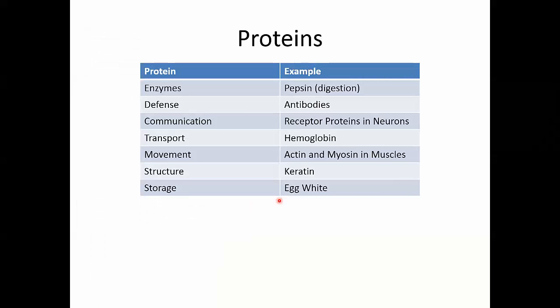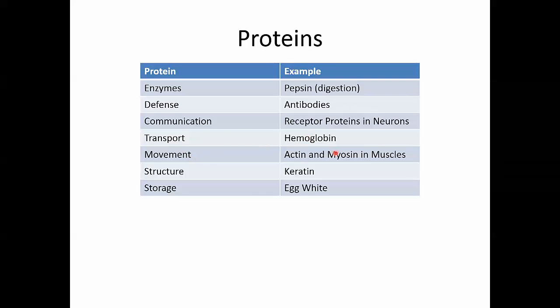So some of the functions of proteins in your body, or in any organism's body really, once again, they are enzymes. An example is pepsin, which helps to digest other proteins in your stomach. Defense, in terms of antibodies that help you defend against invading organisms. Communication, so they can act as receptors. They can do a number of things. Transport, so hemoglobin is an example.